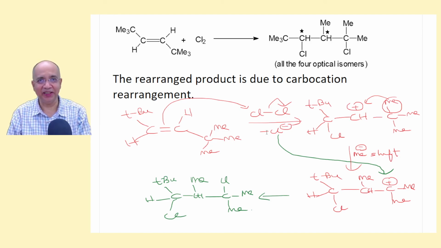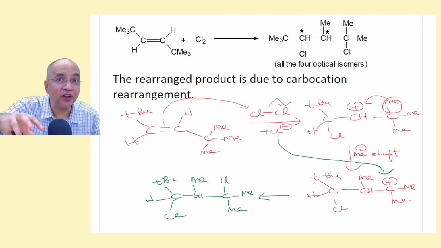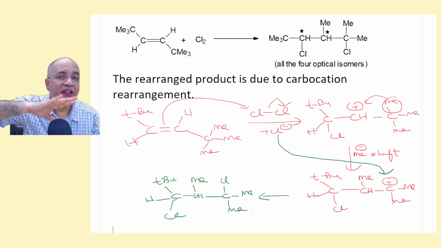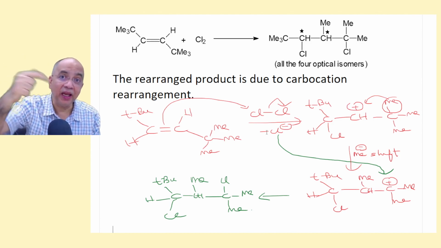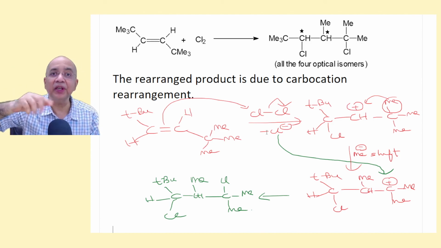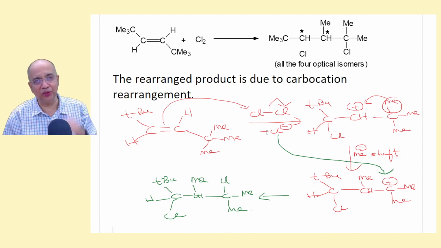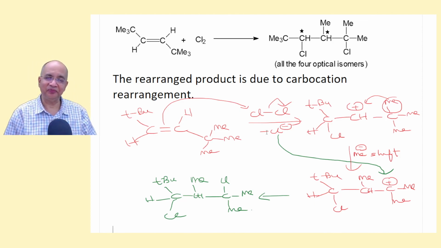Even in presence of water, the halohydrin formation is stereospecific. Of course, on a symmetrical alkene it is stereospecific, and if it is unsymmetrical, it is regiospecific as well as stereospecific.